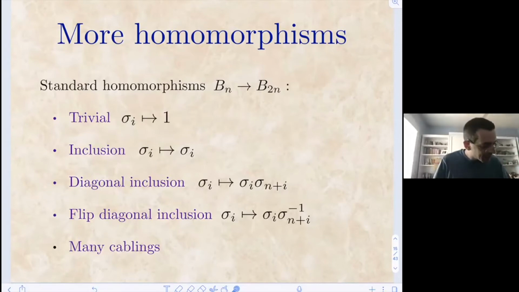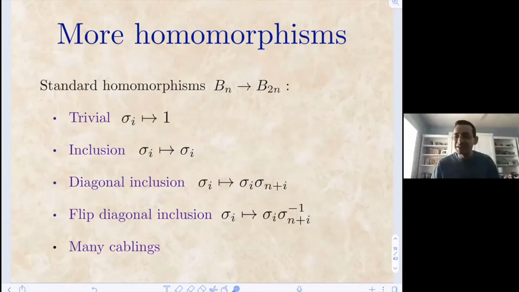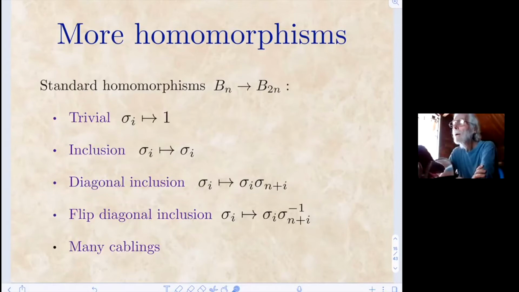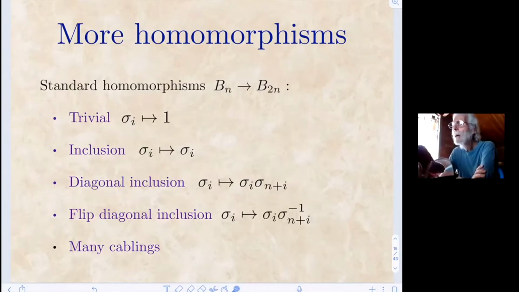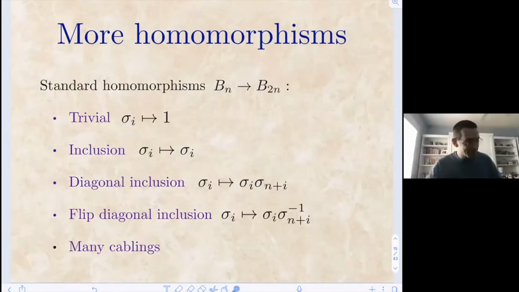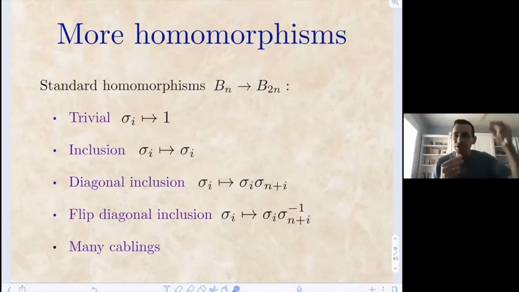You have diagonal inclusion, where if you have a braid in Bn, you just do it twice. That's a homomorphism. There's also flip diagonal inclusion. Given a braid in Bn, you do that braid on the left and the mirrored braid on the right. And that's a homomorphism. So those are some things you can do that you can't do until you get to 2n. Or you need 2n for these two. But also you have cablings. The cabling is when you have a braid in Bn and you double all the strands. That's also a homomorphism.